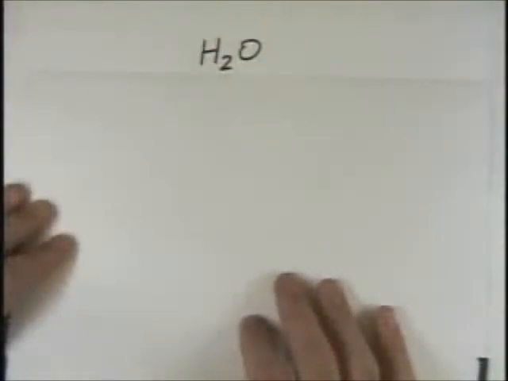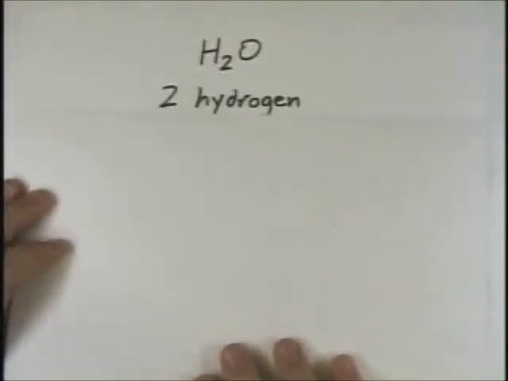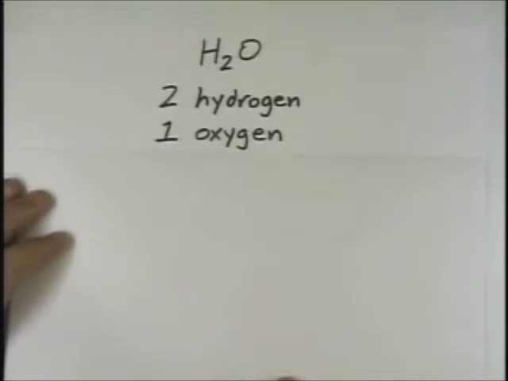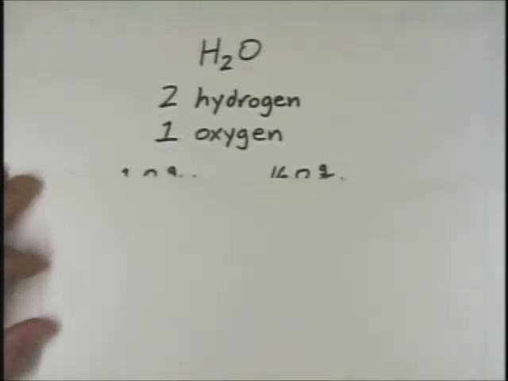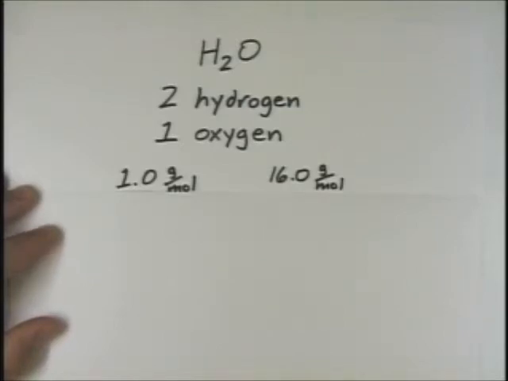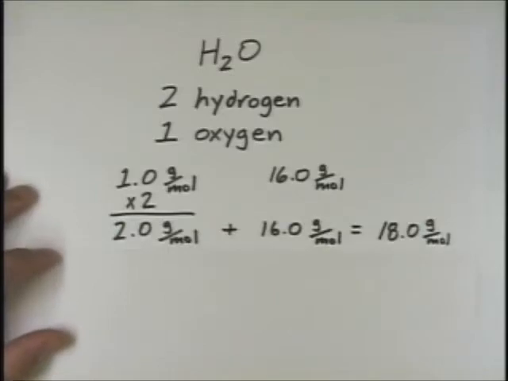A water molecule contains 2 hydrogen atoms for every 1 oxygen atom. Hydrogen has a mass of 1.0 grams per mole, and oxygen has a mass of 16.0 grams per mole. We add these together to find the molar mass of water and get 18.0 grams per mole.